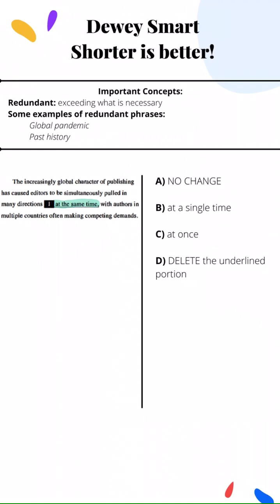Now, when there's a delete option, you typically want to look at that answer choice first, because it can offer the most concise answer. So going back to the passage they gave us, we already know that saying at the same time after simultaneously is redundant. So deleting the underlined portion would be the best choice, which means D is our correct answer.